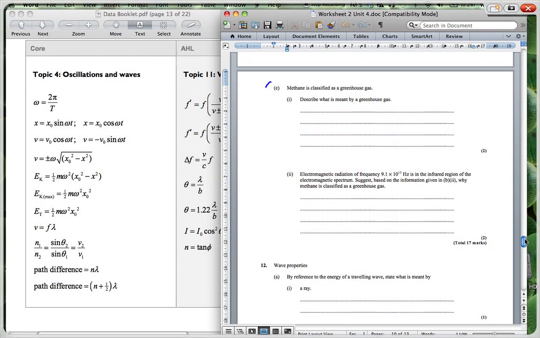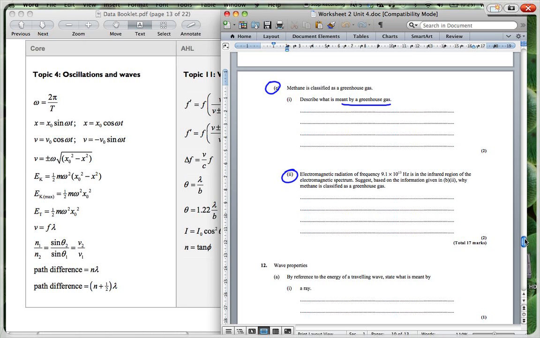I'd like to just discuss this. I know it is actually with the greenhouse effect, and we haven't actually looked at it as yet in the curriculum. It'll be in Unit 8. Describe what is meant by a greenhouse gas. This is a gas that absorbs energy, usually reflected energy from the surface of the Earth. But I just want to look at this question in more detail.